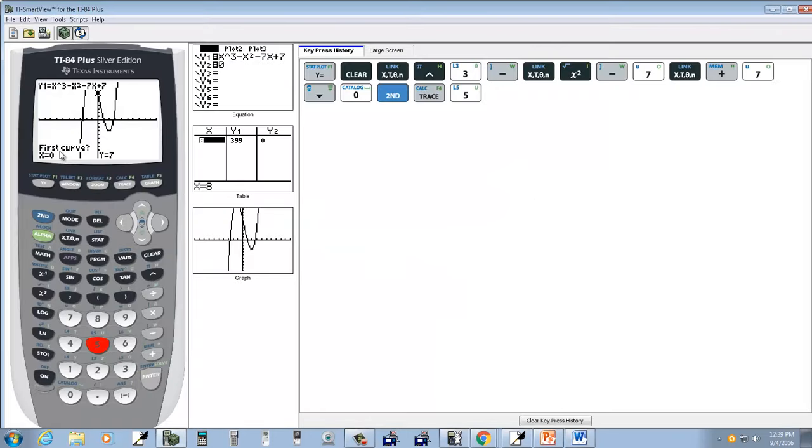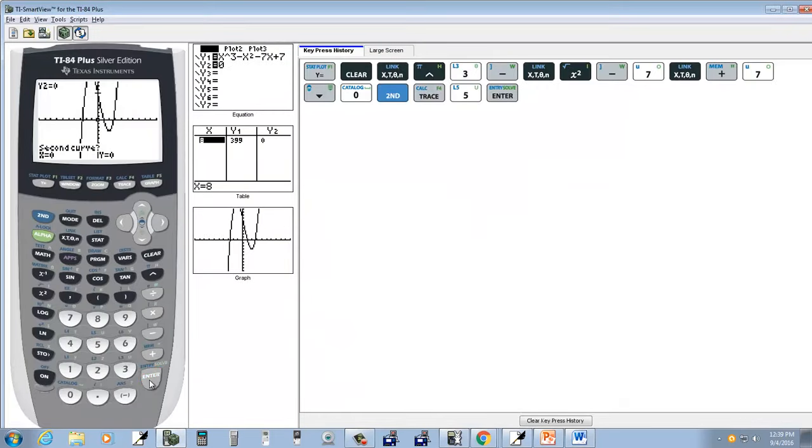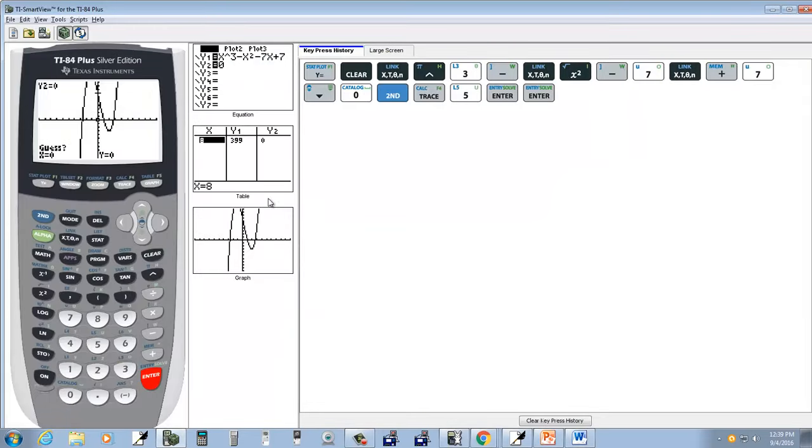Okay. Now we're going to do enter on first curve. You notice in the bottom left-hand corner it says first curve question mark. So we just simply do an enter. And then we're going to do enter on second curve. And then it says input a guess close to your answer and press enter. This over here looks like -2, -3. So let's put in -3, and then push enter.